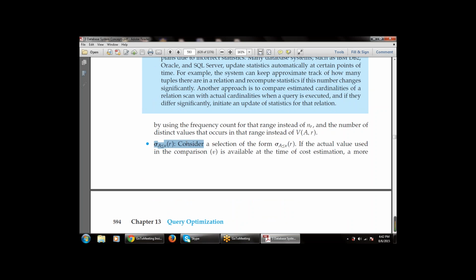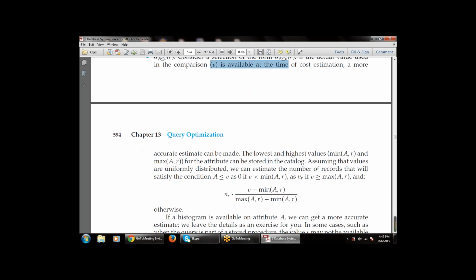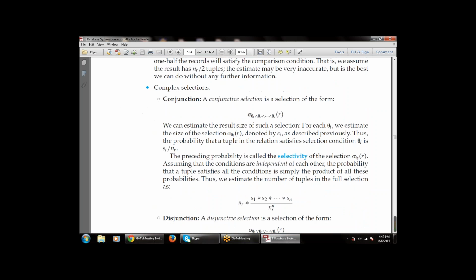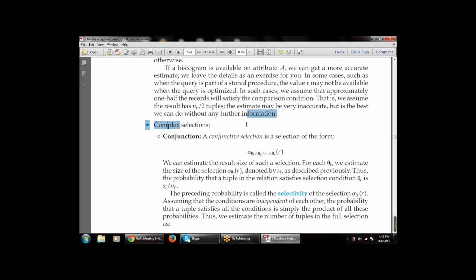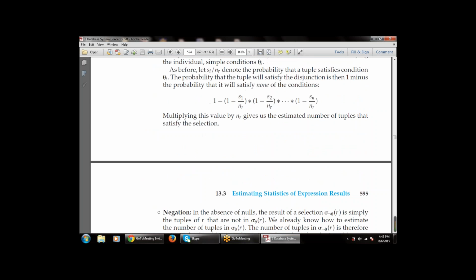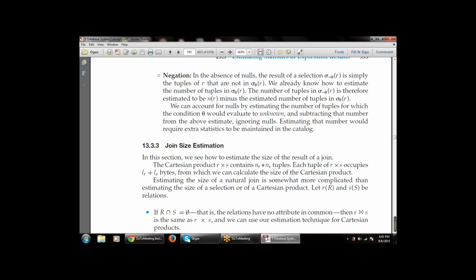Next is sigma A less than or equal to v. Consider this selection if the actual value used in the comparison is available at the time of cost estimation. This is the formula that is used. Next, complex selections also include the conjunction, which is a selection of this form, then the disjunction, and then the negation.